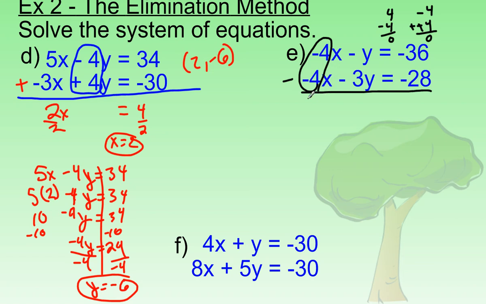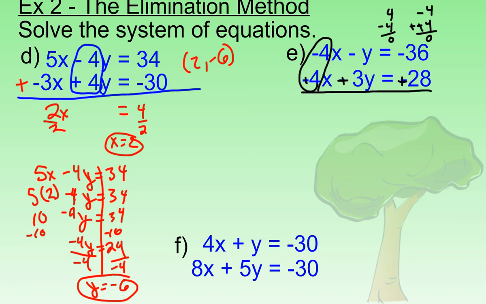Now, one thing that might help you out to do this is when you do this, you could actually go through and multiply everything down here by -1. So times by -1, flip, times by -1, flip, times by -1, flip.